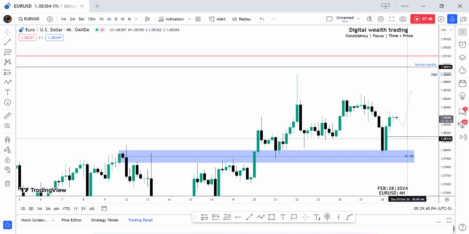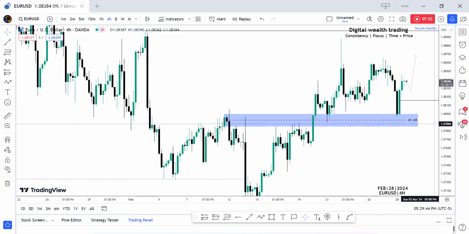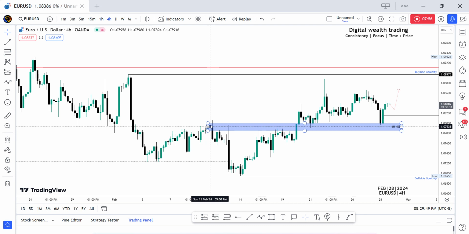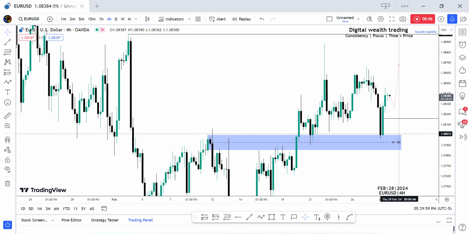So this is the Euro US dollar 4 hourly contract, and as you can see, we see how the market respected this 4 hourly bullish breaker. We have a retest on it and we see how price has rallied. Now this particular line is the daily, weekly consequent encroachment. The daily, weekly consequent encroachment.